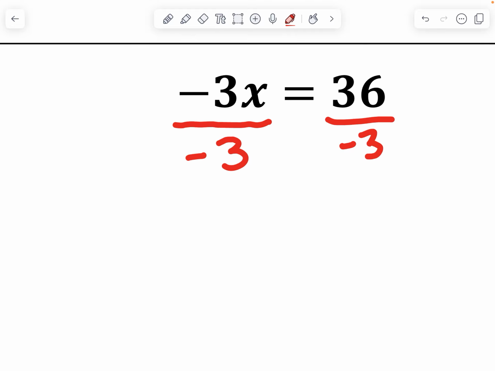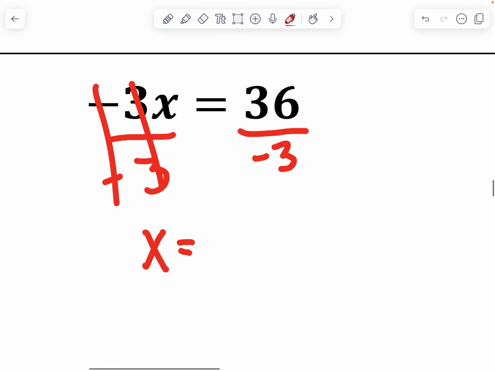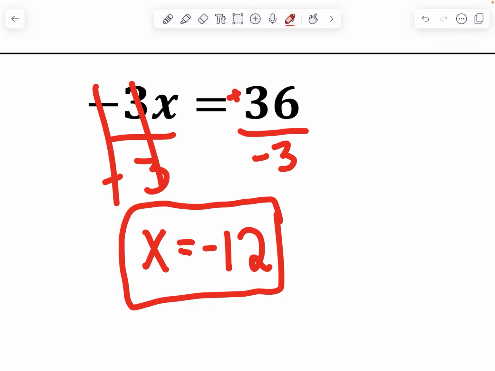If you divided by positive 3 and not negative 3, the 3's would cancel out, and you'd be left with negative x. And we don't want negative x, we just want regular x. So you will divide by a -3. That way the negatives cancel out as well, leaving just x. And then 36 divided by -3, well, I know 36 divided by 3 is 12. And a positive divided by a negative will be a negative answer. So x equals -12.